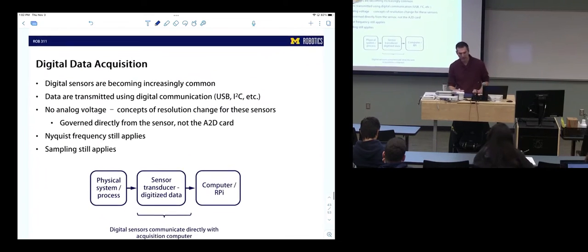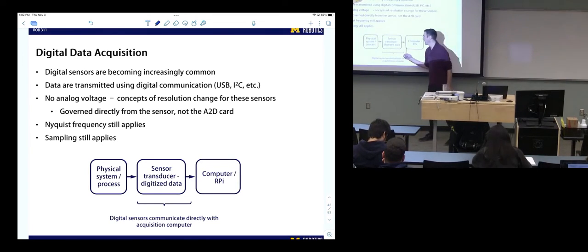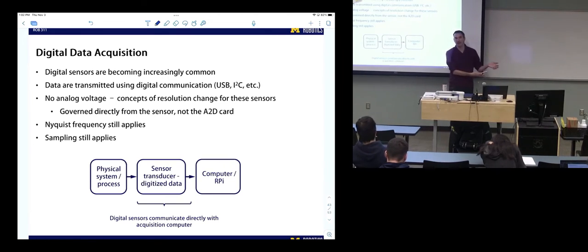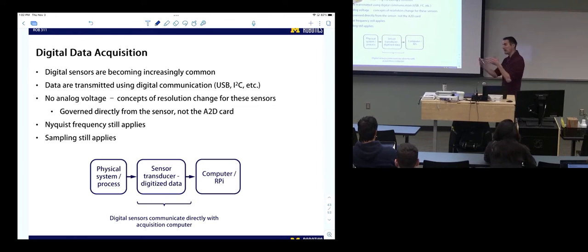Then we talked about digital data acquisition instead of analog. All of your sensors are digital, which is nice. They're much more common; when I was in grad school, they were not. Now there's only one thing between the physical system and process and your computer, and that's the sensor. The sensor does all of the acquisition and sending for you. Nyquist frequency and sampling still apply, but you don't have to worry about the number of bits on your data acquisition card. That is all set and defined by the sensor itself.